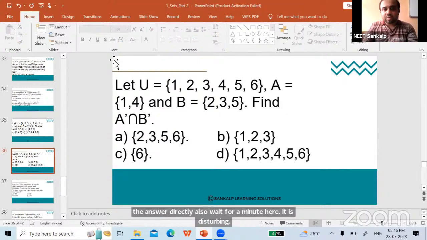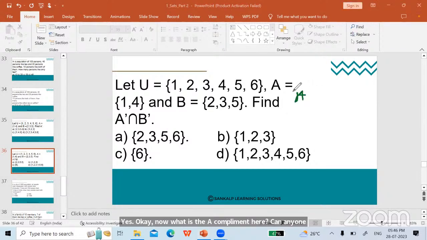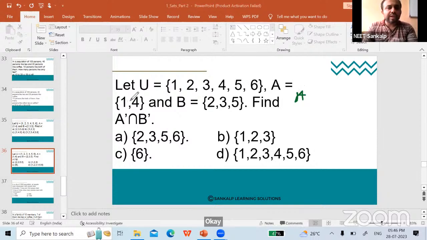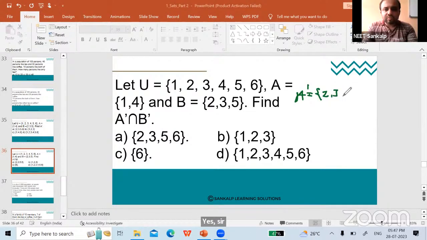Now, what is the A complement here? Can anyone answer? Monica is answering: 2, 3, 6. Yes. What is the complement of A? 1, 4. If you deduct this, it is 2, 3, 5, 6. Am I right? Yes, sir. A complement is 2, 3, 5, and 6. This is the A complement.